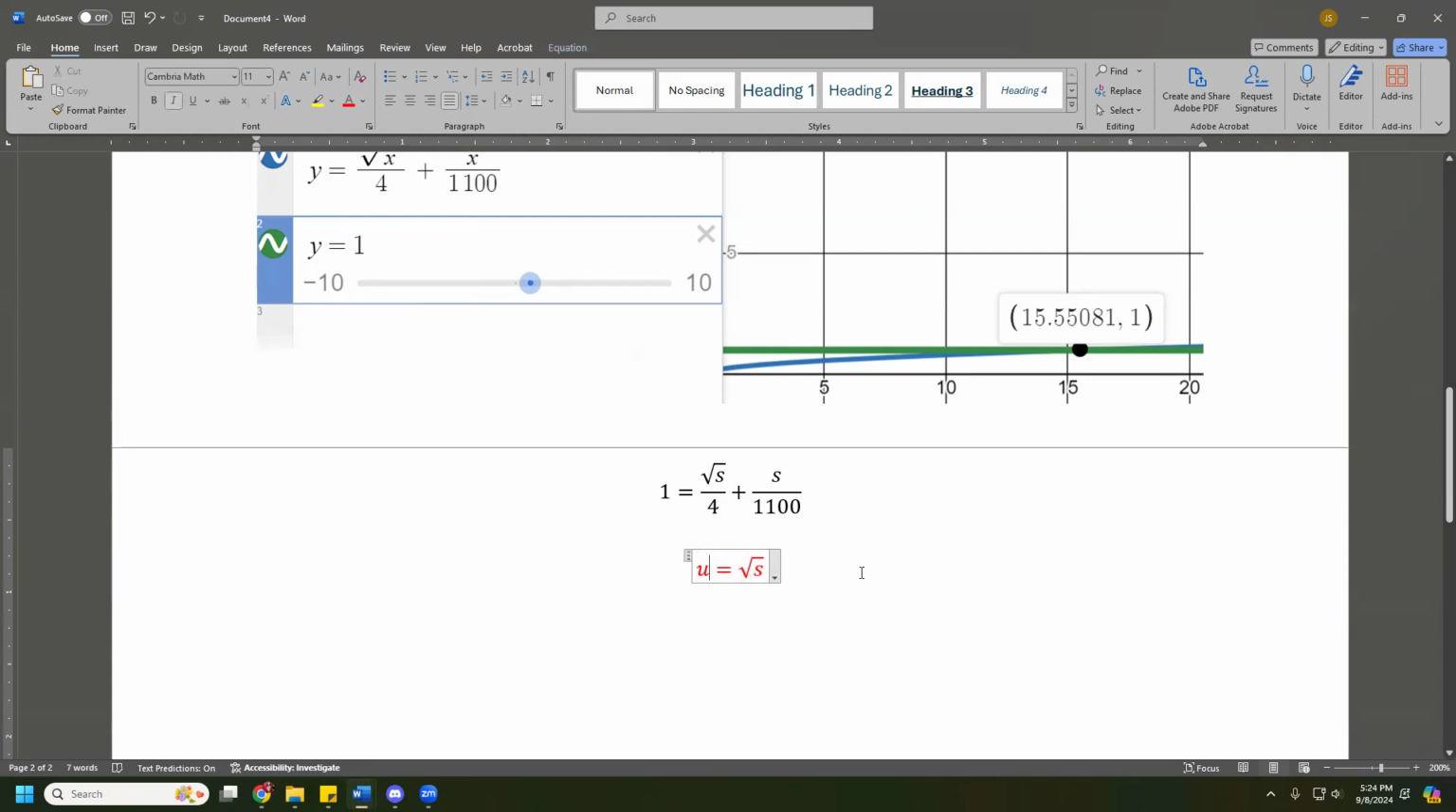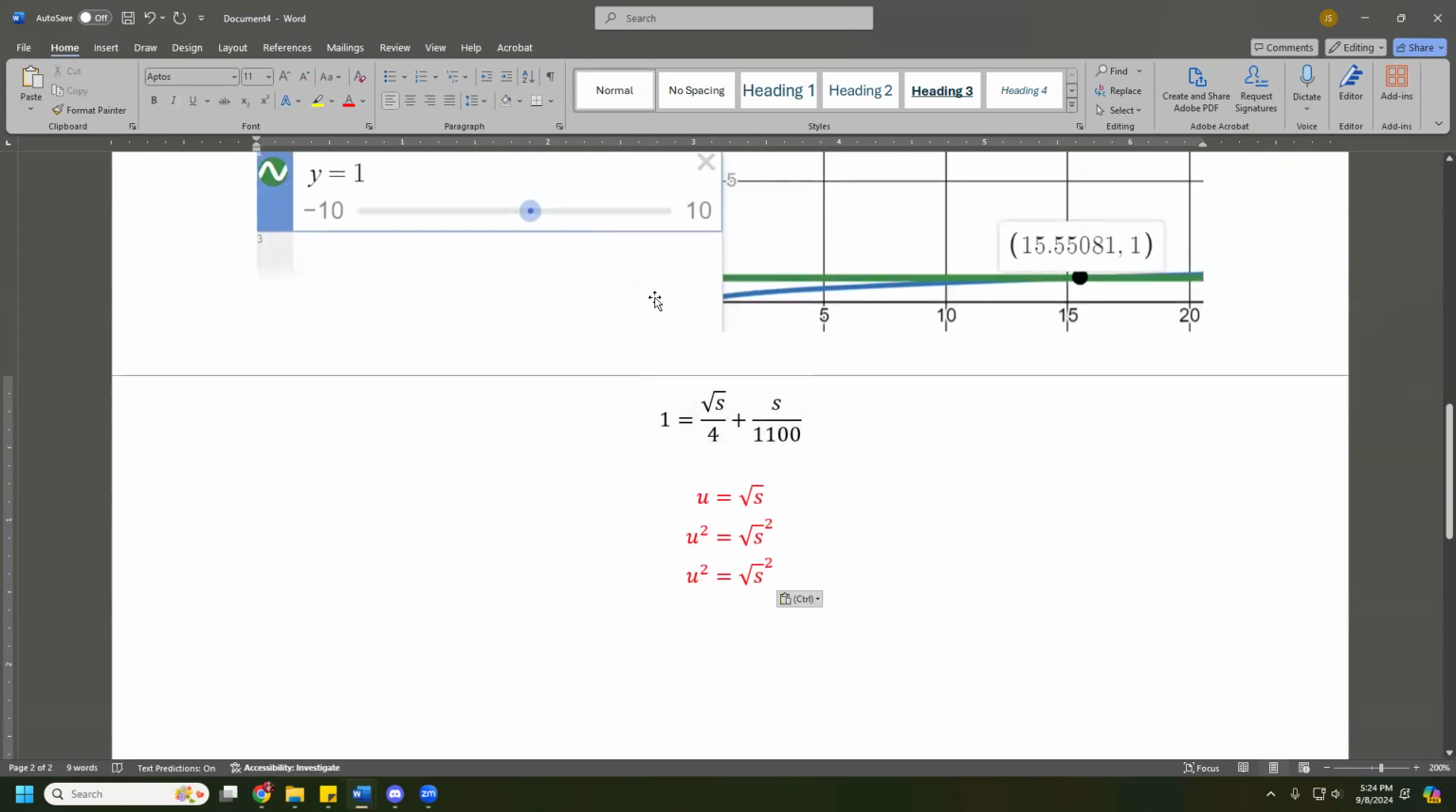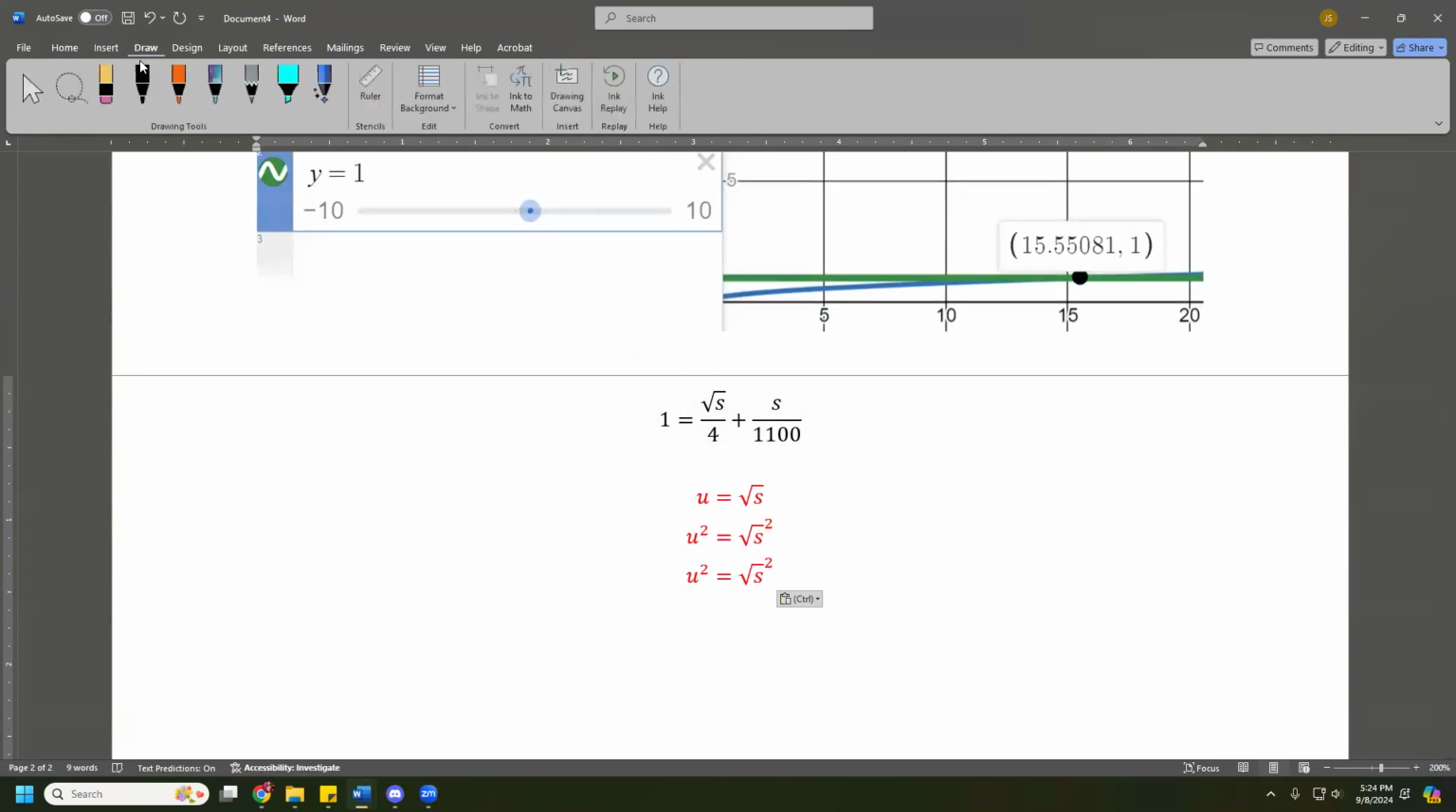But you'll also notice something else. What if I square both sides of this mini equation that I'm making? Just for the record, I'm inventing this. This is not found in any textbook. This is not a known formula or anything like that.